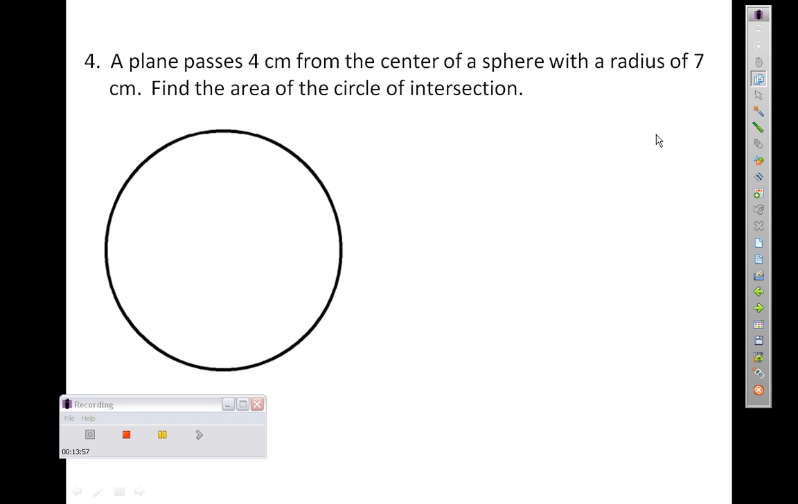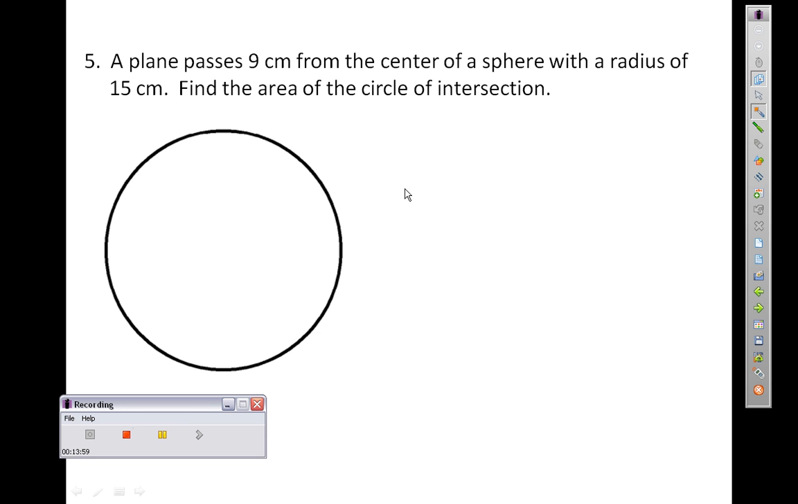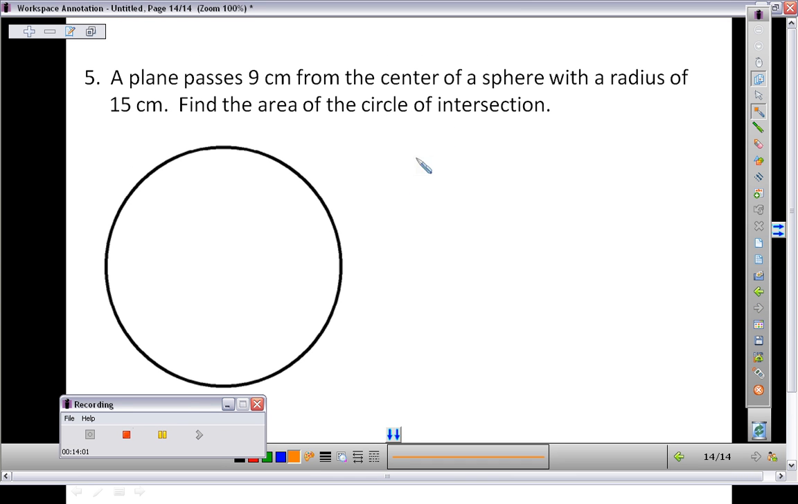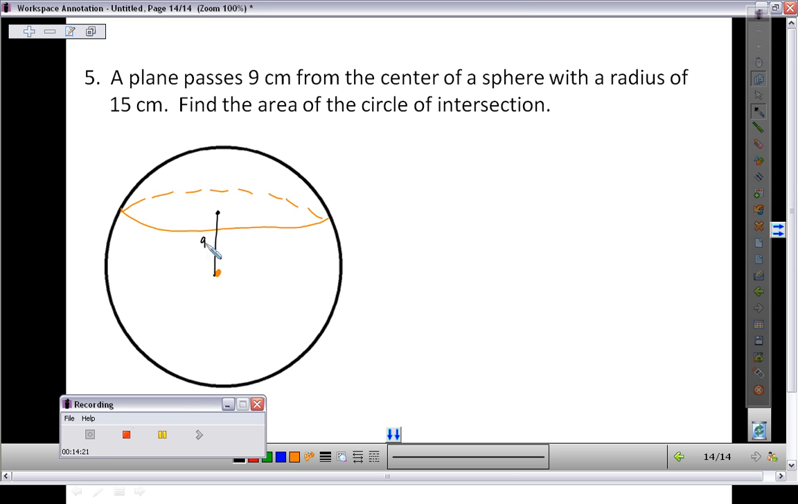One last example. This one is talking about a plane passing 9 centimeters from the center of a sphere with a radius of 15 centimeters. So very similar. Here is my center of the sphere. Here is the circle that is passing through the sphere. The center of this circle is 9 centimeters from the center of the sphere. The radius of the sphere is 15 centimeters.